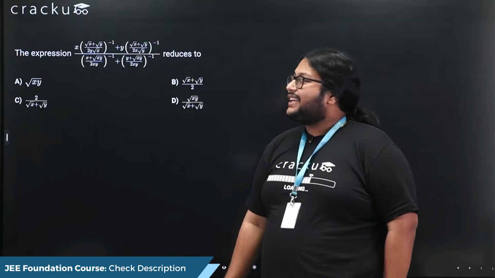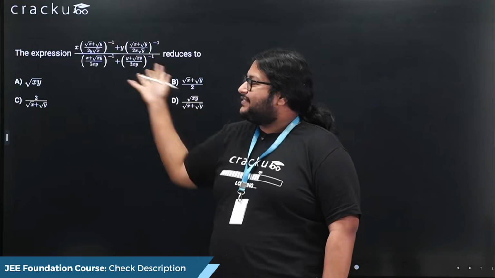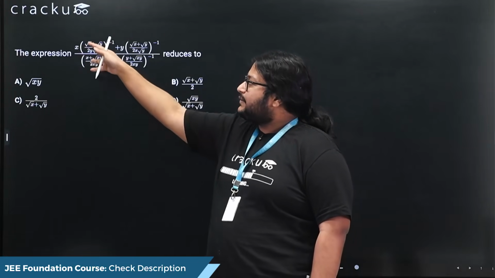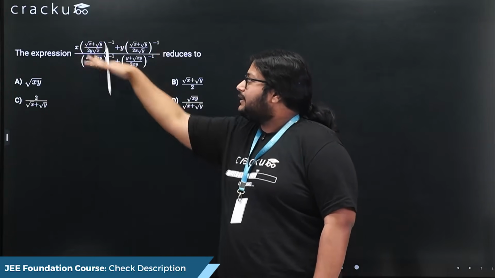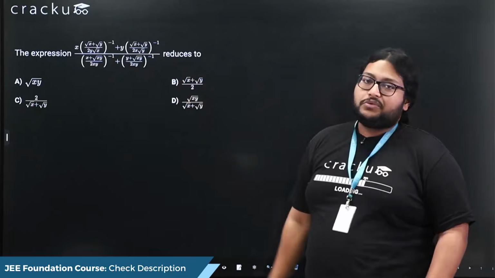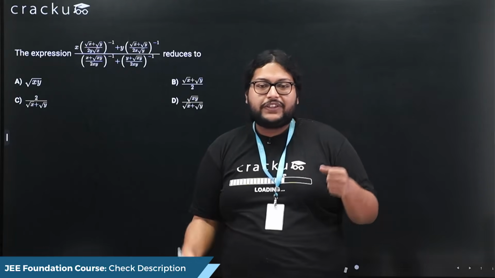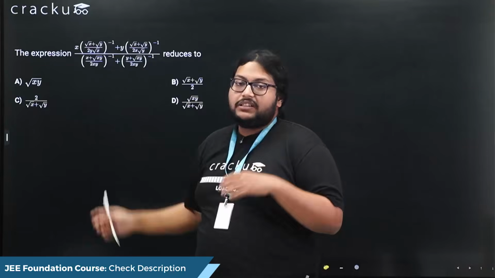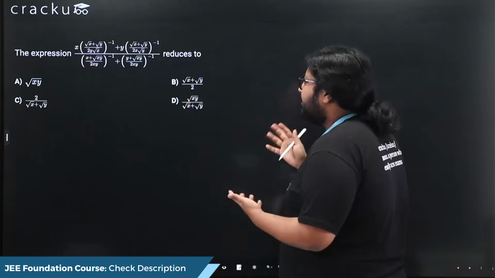In this question, we are given a rather difficult looking expression, which says the expression x root over x square plus y square by, whatever this is, reduces to what? So this is a very simple question where we need to simplify this expression and see what will be the final value. So let's begin by simplifying it.